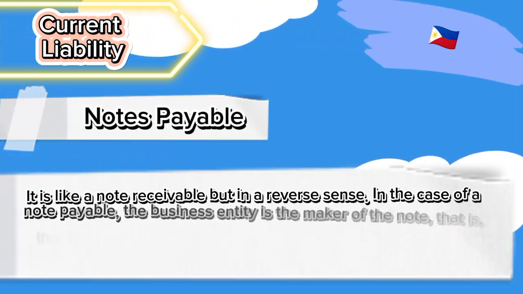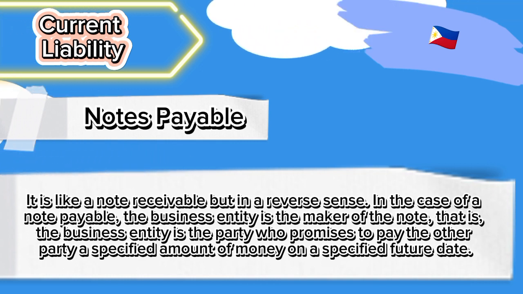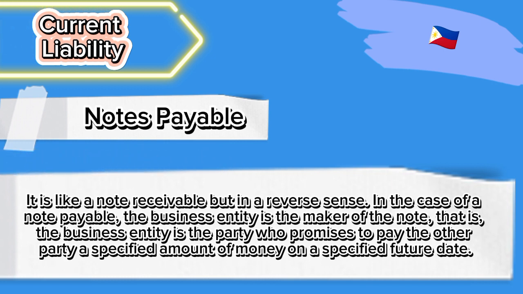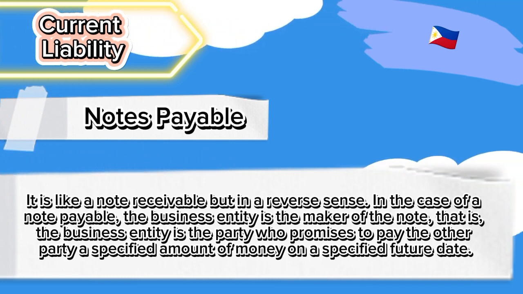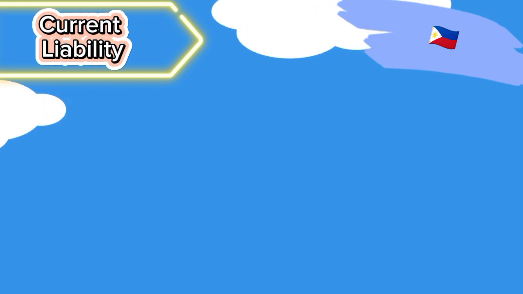Notes payable. It is like a note receivable, but in a reverse sense. In the case of a note payable, the business entity is the maker of the note. That is, the business entity is the party who promises to pay the other party a specified amount of money on a specified future date.